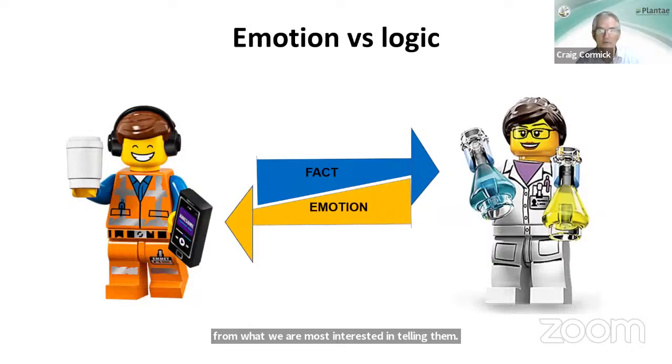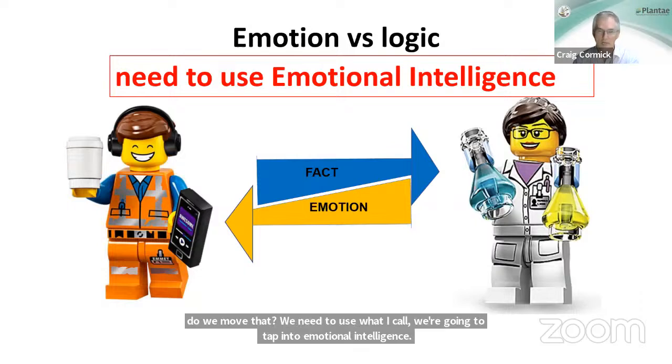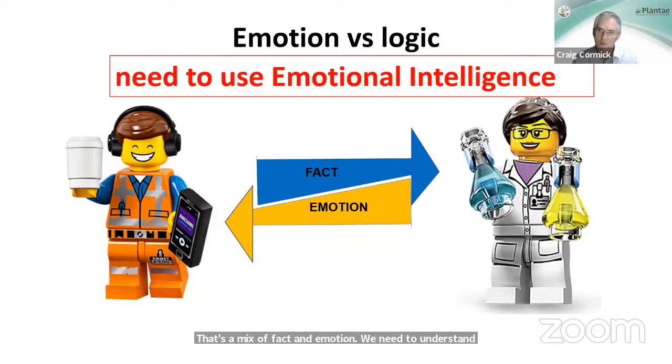So look before at the fact and emotion difference, emotion versus logic, what's playing out in the public space there. How do we move that? We need to tap into emotional intelligence. That's a mix of fact and emotion. We need to understand what emotions are driving people, and we need to use the science of understanding that to be able to communicate with them.